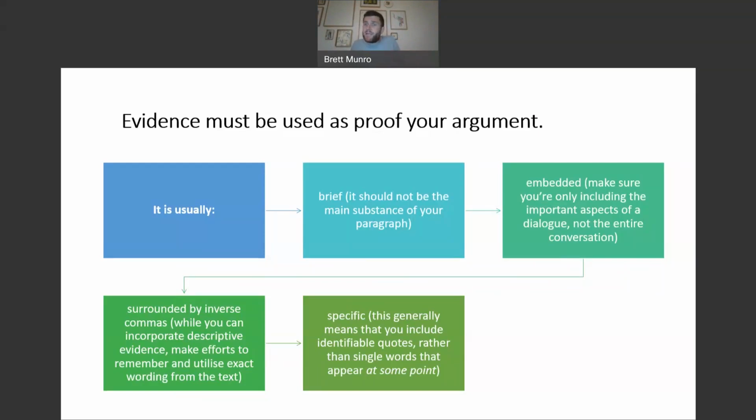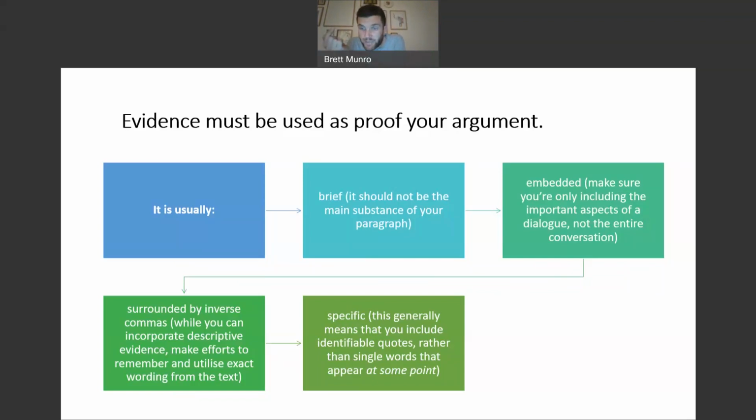The reason you do this is because it makes it more digestible for you to analyze. Because once you introduce your evidence, you then have to analyze it. And it's easy to analyze 3 or 4 words as opposed to 15. These quotes or this evidence should be embedded.